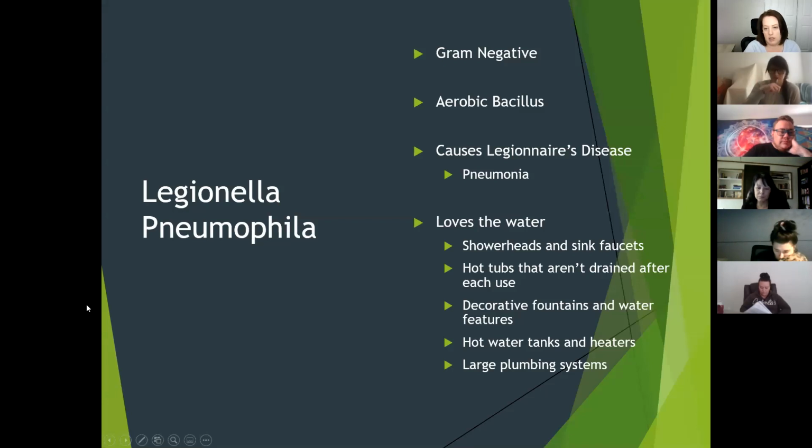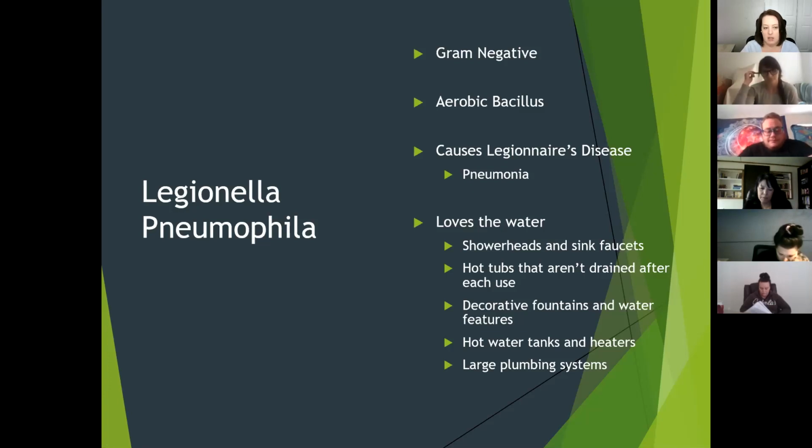Legionella is also called Legionnaire's disease, because the first big outbreak was found at an American Legion conference in 1976. It went through this hotel because Legionella loves to live in the water, and specifically warm to hot water. So at this conference, they found large colonies of Legionella in air conditioning units.